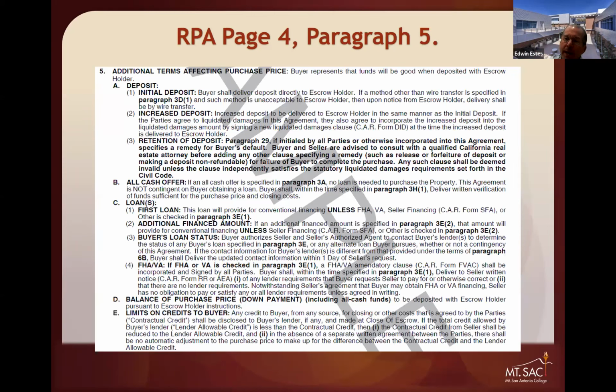But we're going to now use the request for repairs to ask the seller to pay for any FHA, VA work, and any VA expenses. Okay, and then the request for repairs form is being modified to allow for that. So there's going to be a new little paragraph in the request for repairs form, the RR form, to address FHA, VA mandates or requirements. All right. D explains the balance of the purchase price, and then E limits on credits to buyers.